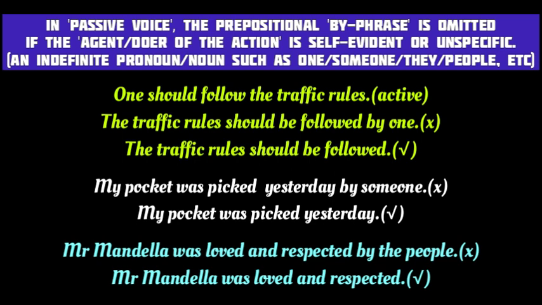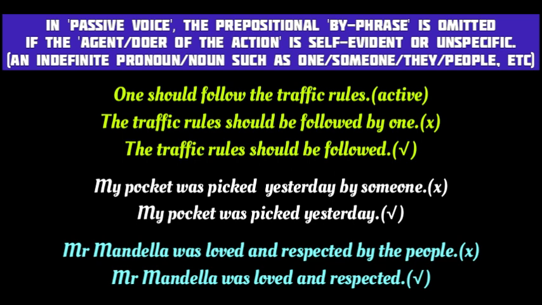If the doer or agent of the action is an indefinite pronoun or noun such as one, someone, somebody, they, people, etc., it may be omitted in the by phrase of the passive construction. For example, in the active construction, one should follow the traffic rules. The subject is an indefinite pronoun one. However, in passive voice, the indefinite pronoun one need not be mentioned in the by phrase, by one. The correct passive construction would be the traffic rules should be followed.